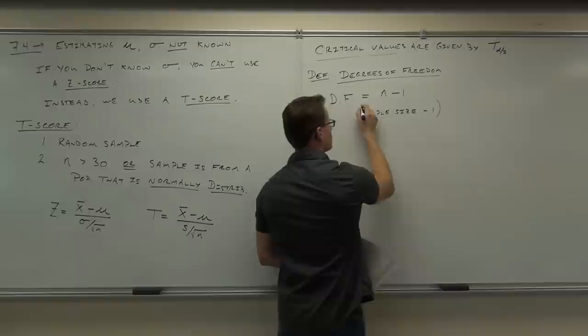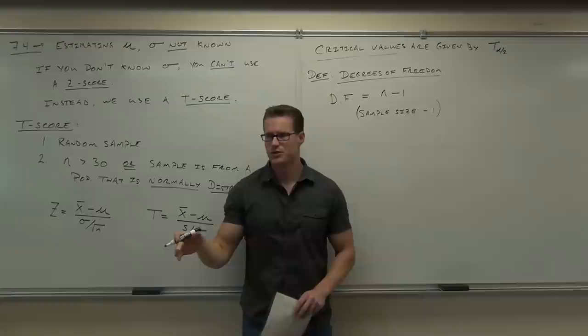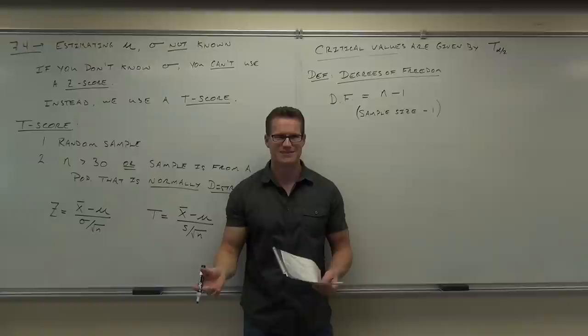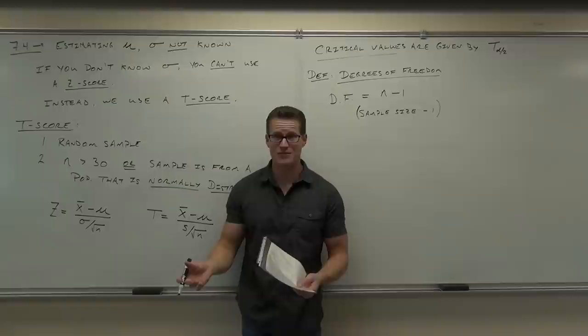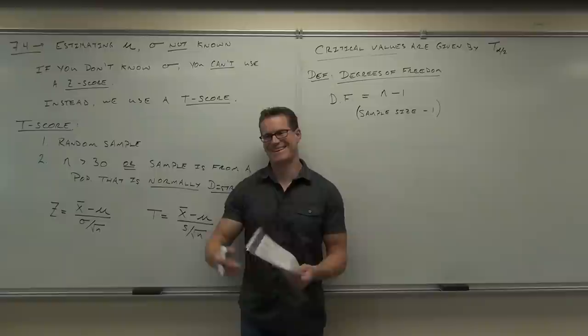Basically, just your sample size minus 1. So if I have a sample of 90 people, degrees of freedom would be 89. We just subtract 1. It is not a hard thing. It's not a trick question. A sample size of 50 would give you degrees of freedom of 49. Excellent. You subtract 1 from the number, and that gives you your degrees of freedom.